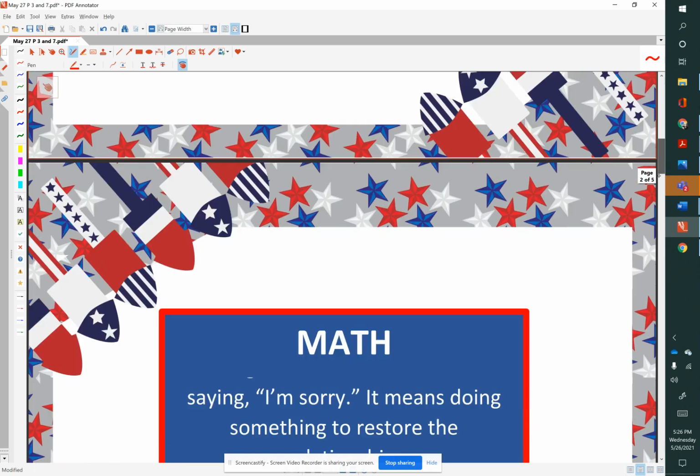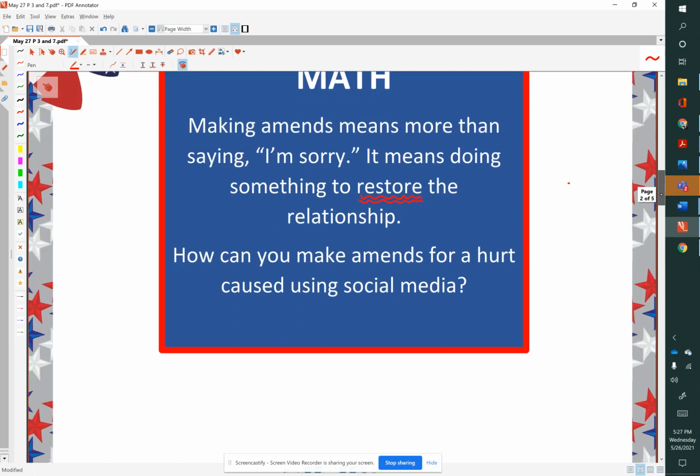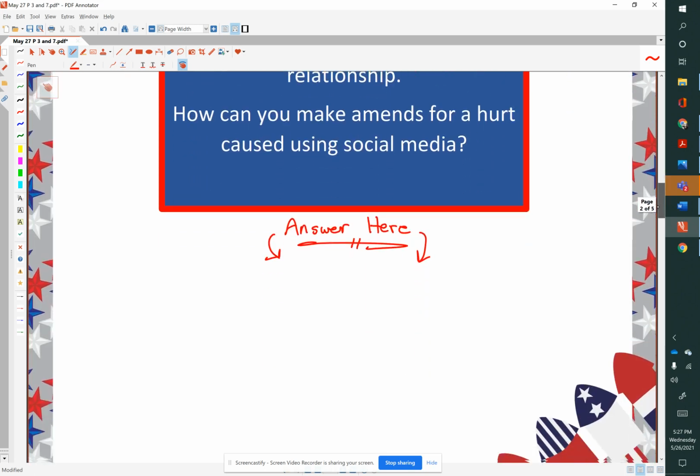So, here's our do now. Making amends means more than saying I'm sorry. It means doing something to restore the relationship. Let's get that relationship back to where it was or where it should be. How can you make amends for a hurt that you caused using social media? So maybe you need to use social media to make amends. Maybe just a sincere apology. Maybe you have to repair the relationship publicly. But whatever you think you should do, answer that right here, please. And I hope you never do anything you have to make amends for when it comes to social media.